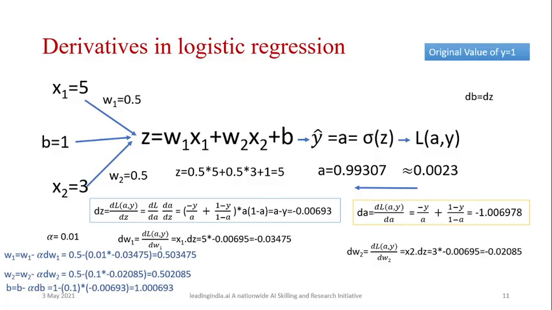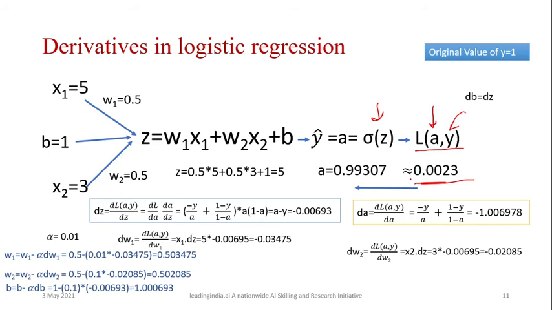Let's take this with one example. Suppose you have two x values and one b value, the bias value. Then you have two weights, w1 equal to 0.5, w2 equal to 0.5. You computed the z value, then you applied an activation function. Let's say it's logistic regression, and you have applied a sigmoid activation function. Based on that, you computed the loss value, where a is your predicted value and y is your original value.